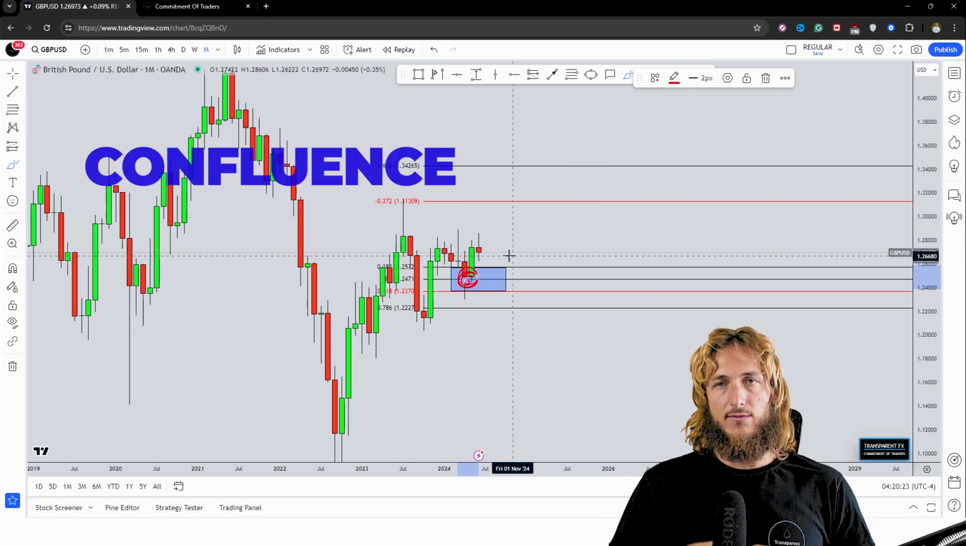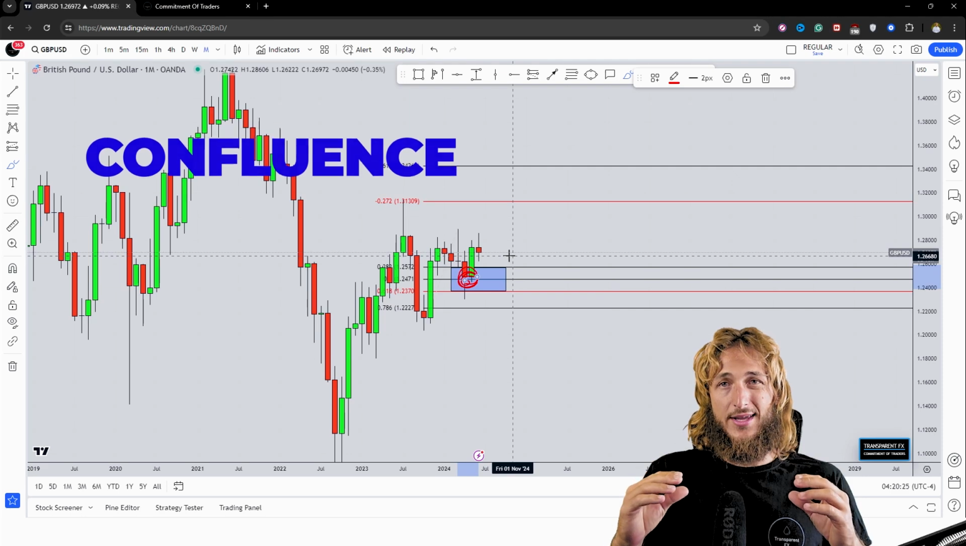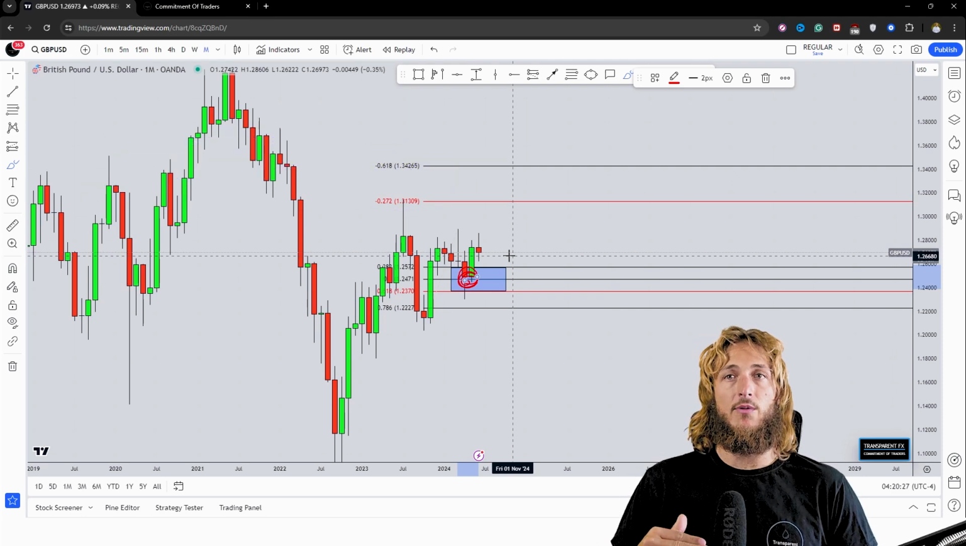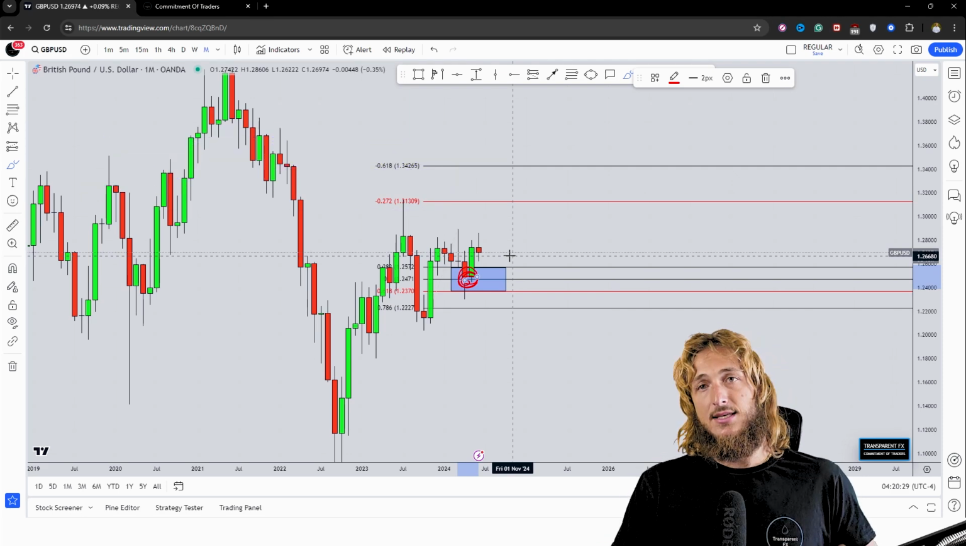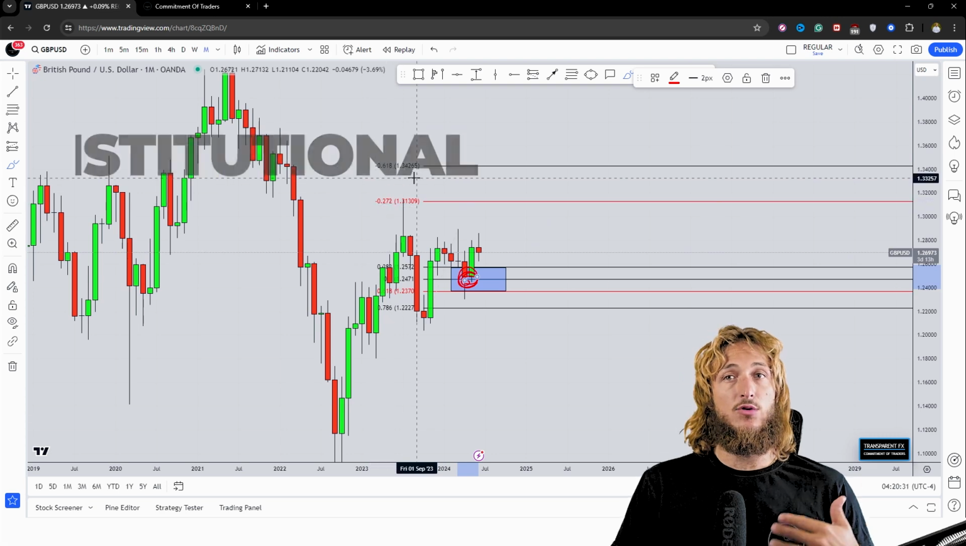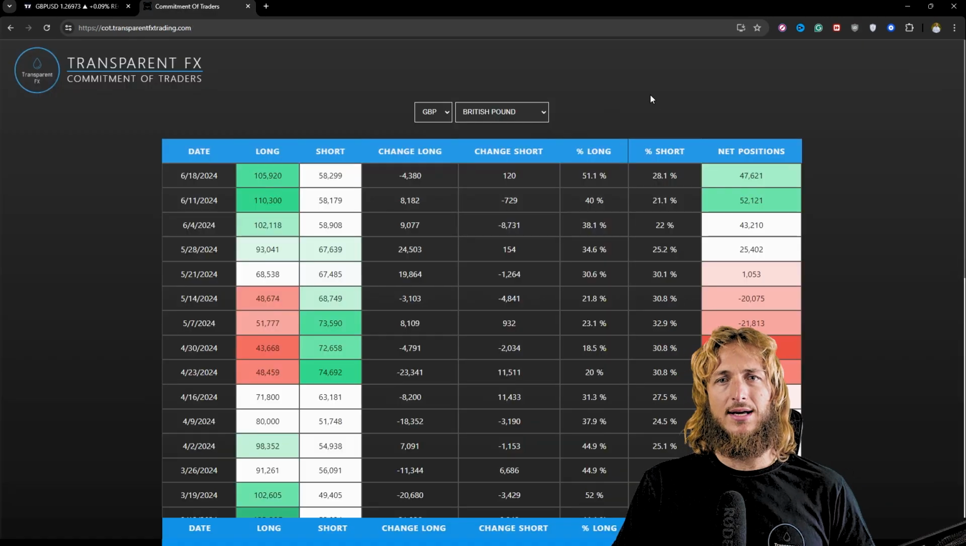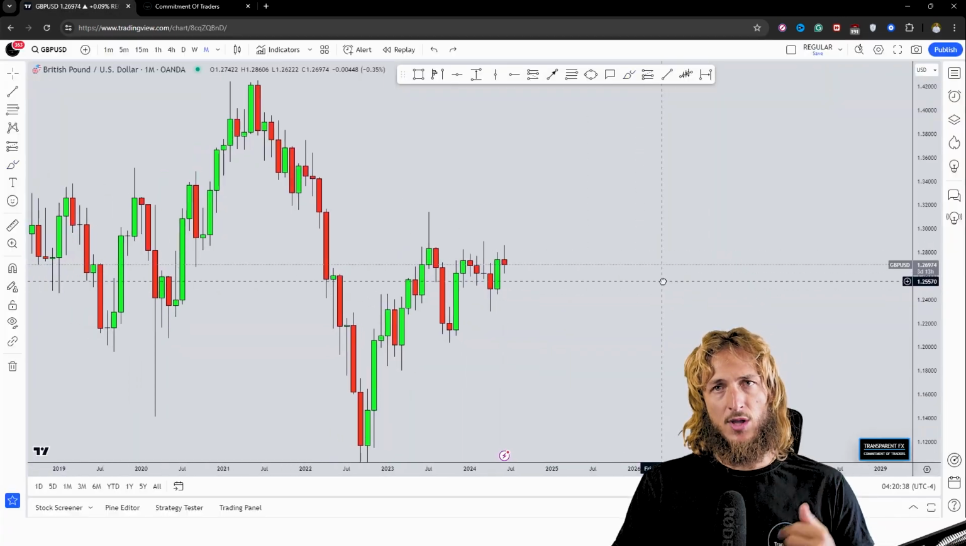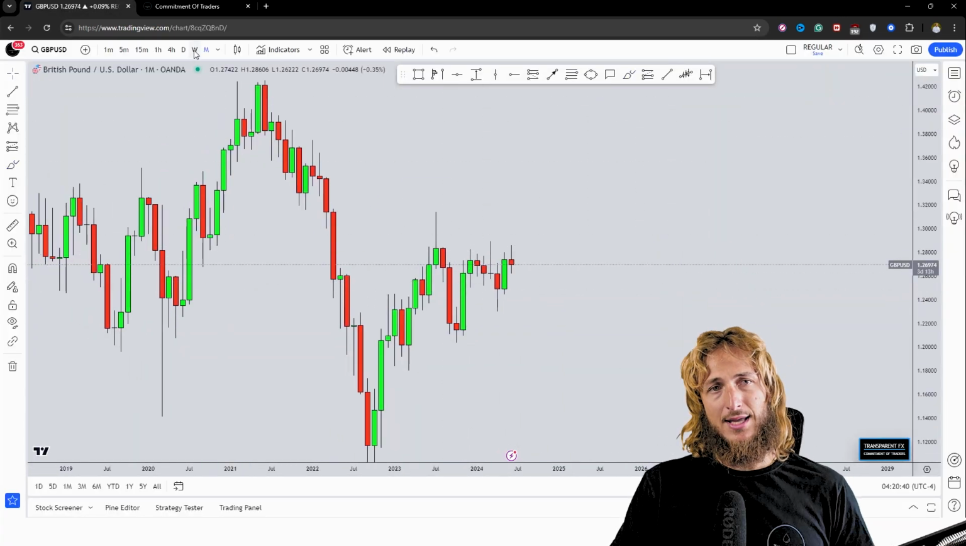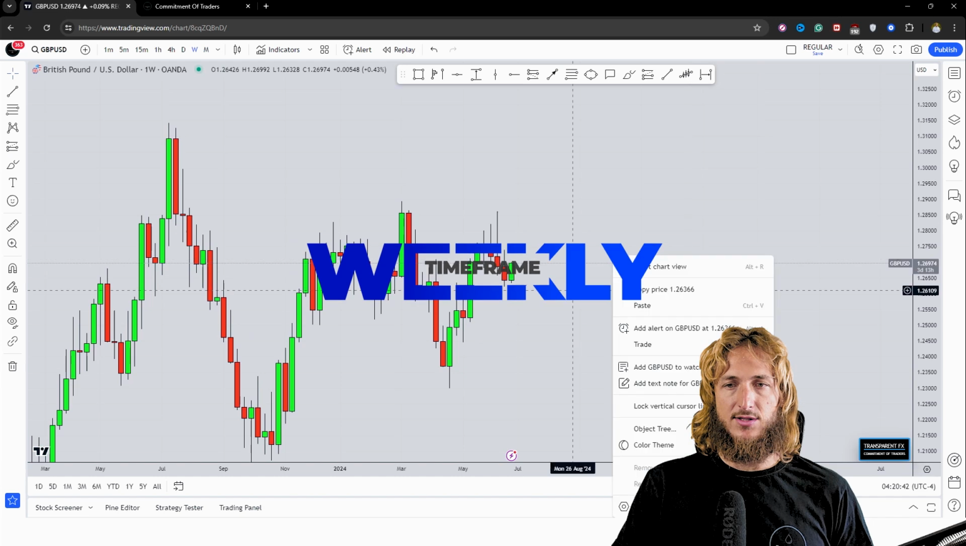And this creates a confluence of support because we have multiple layers of support inside of the same area of price. And this increases the probabilities that we could see institutional longing inside of that area. And we will be speaking about institutional longing later on when we move to the analysis of the commitment of traders. For now, let's drop that on the weekly time frame and see what we have.